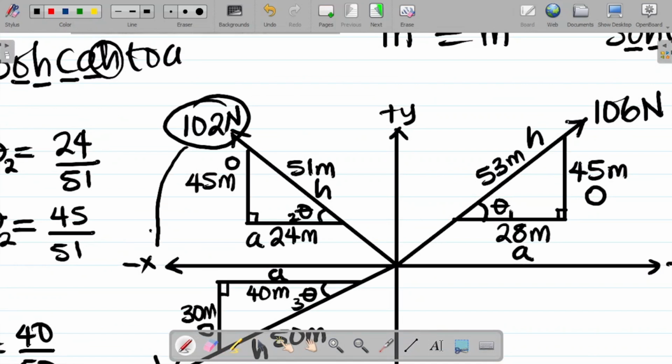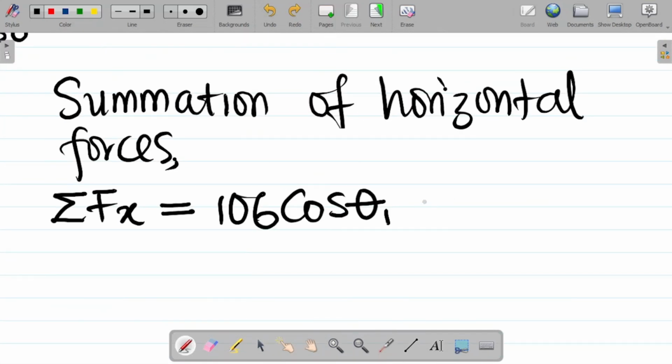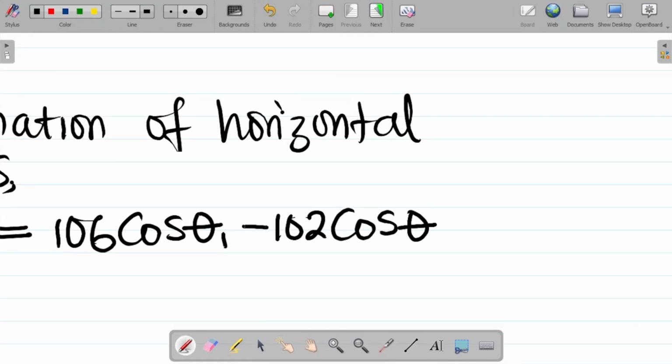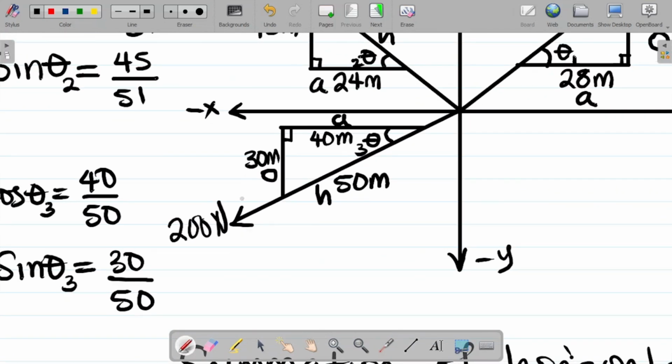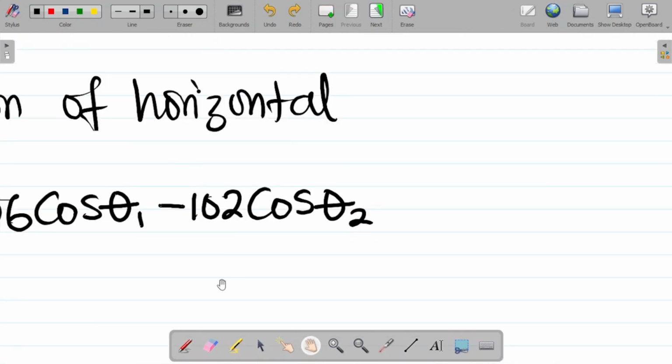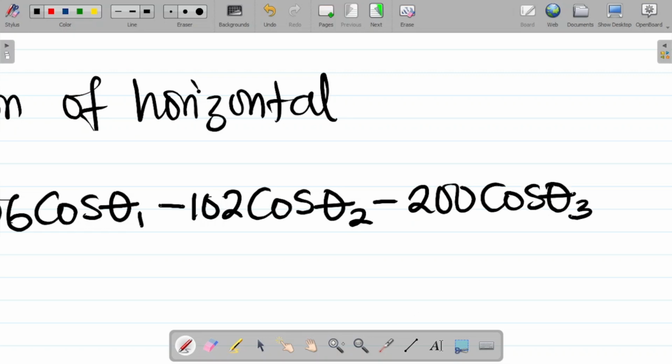Resolve this to the horizontal here, you'd have a negative of x. That becomes minus 102. So this becomes minus 102 cos theta 2. That's theta 2. And then finally, you have this part here. Resolve this way here. That becomes a negative, so it becomes negative 200. Okay, so that becomes minus 200 cos theta 3.